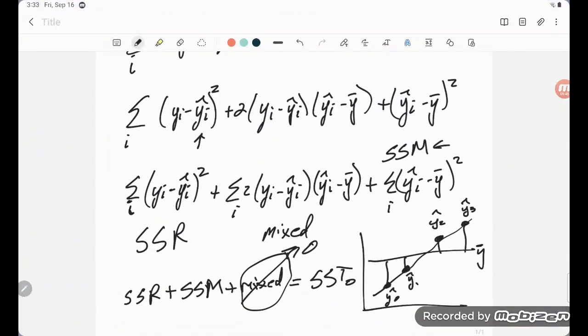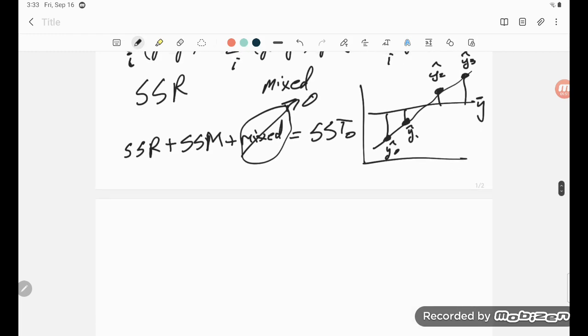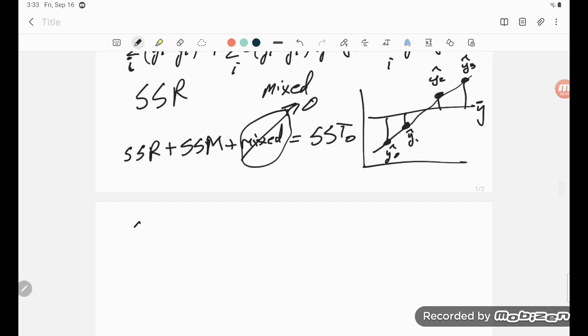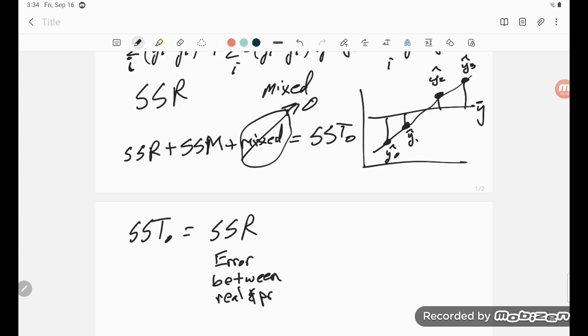So let's come back to that. So that mixed term is 0. What that says is that my sum of squares total is just made up of the sum of squares residuals, the errors, between real data and predicted, and then plus the sum of squares mean.